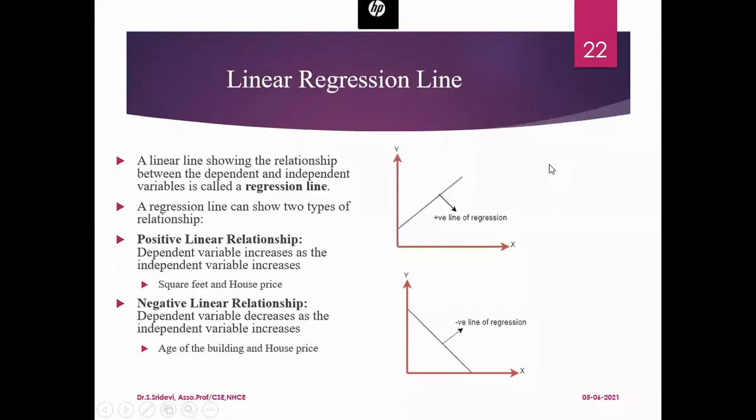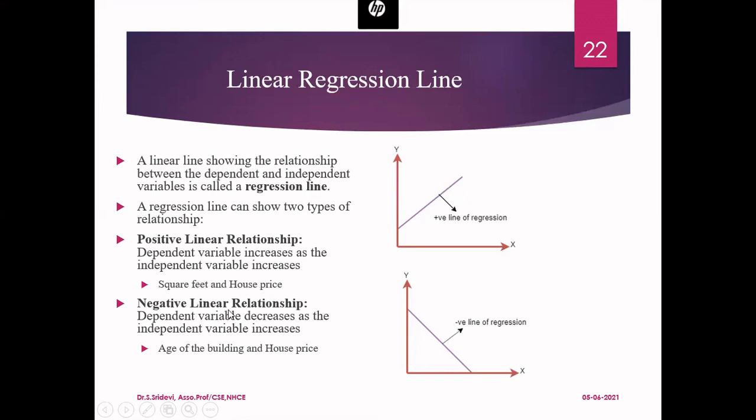And when you go for the regression line, we can have two different types of regression lines. Linear line, which is showing the relationship between the dependent variable and independent variables. And this line can be of two types. One is positive linear relationship. What is a positive linear relationship? When your independent variable increases, the dependent variable Y will also increase. That is called a positive line of regression. The slope is positive. You can consider the example as square feet and the house price. When the square feet is increasing, which is the independent variable, the price increases; this is a positive linear relationship.